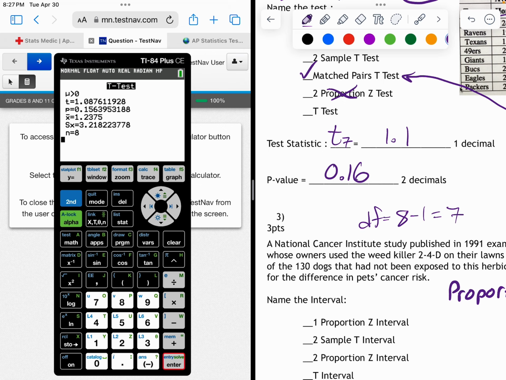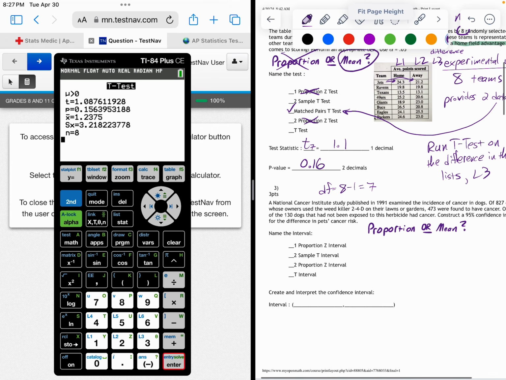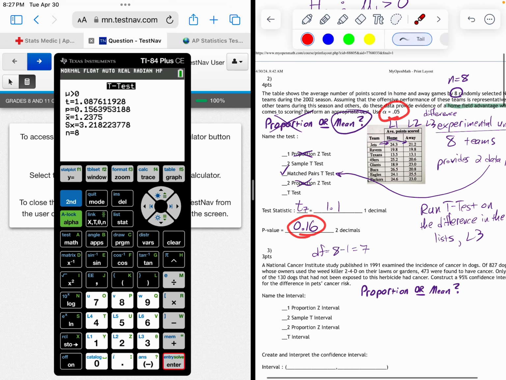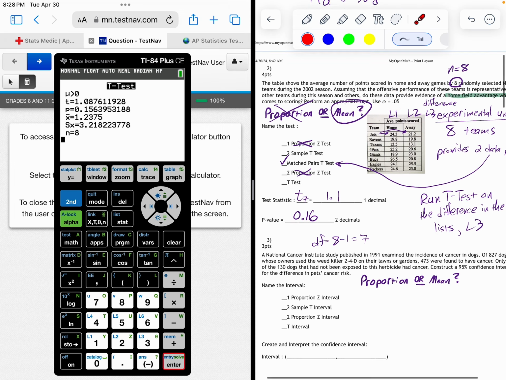Okay, so I know it doesn't ask me for a conclusion, but this p-value is above 0.05. So this actually says or suggests that there's not enough evidence to say that there is a home field advantage.